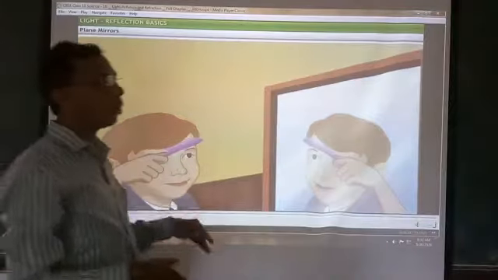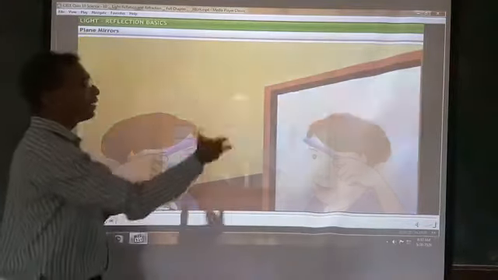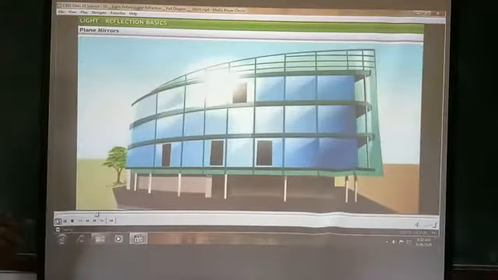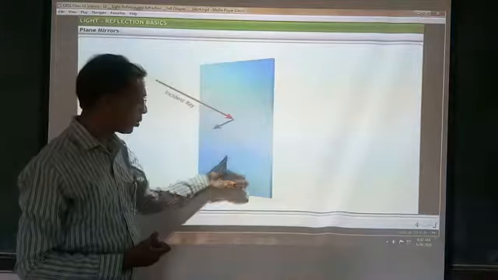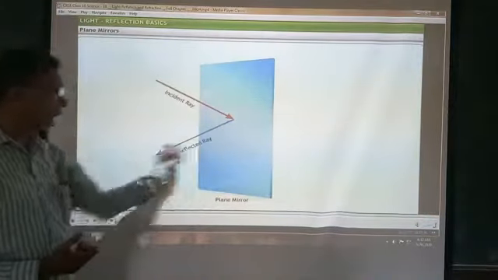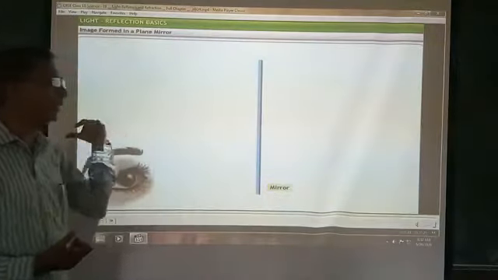As we know, in the morning we comb our hair. We observe our image in the plane mirror. This plane mirror has a silver coating. These are the silver coating in a plane mirror. So the incident ray and reflected ray, both meet at point O and the ray is reflected back.